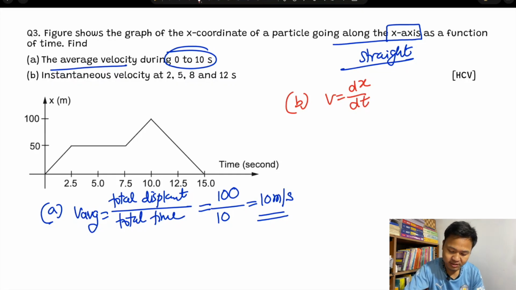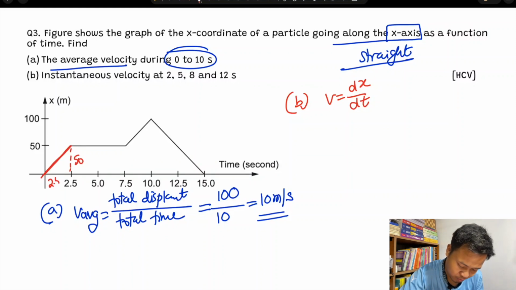Now let's see at t equals 2. 2 is somewhere here. So that means you have to find the slope of this line. You can see this is 50, this is 2.5.